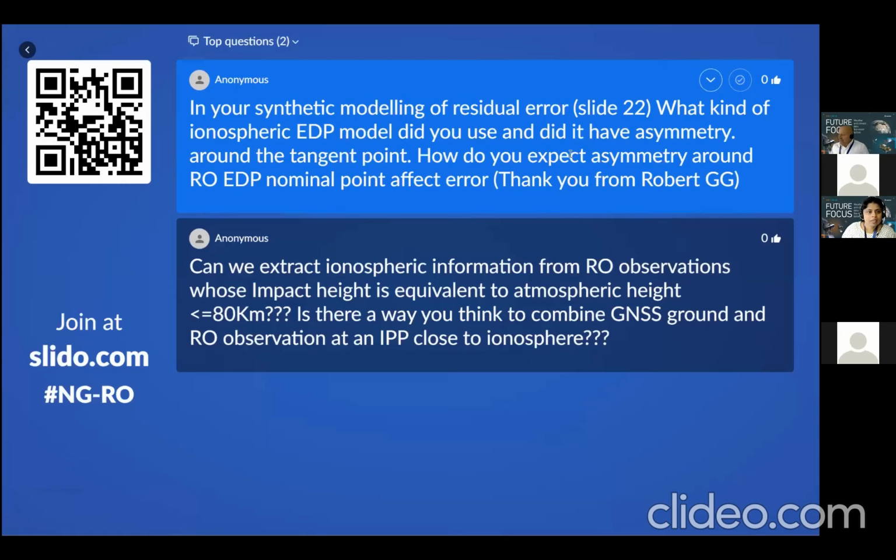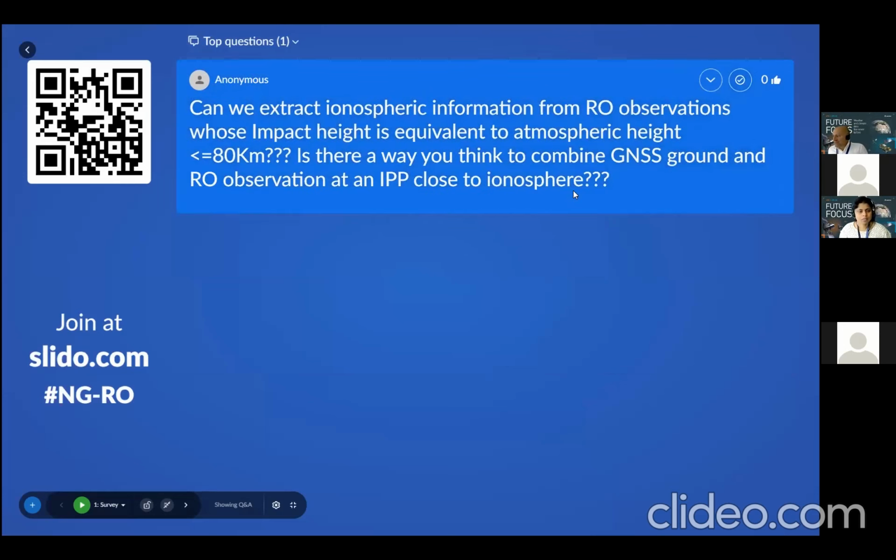Can we extract ionospheric information from our observations when the impact height is equivalent to an atmospheric height of less than 80 kilometers?